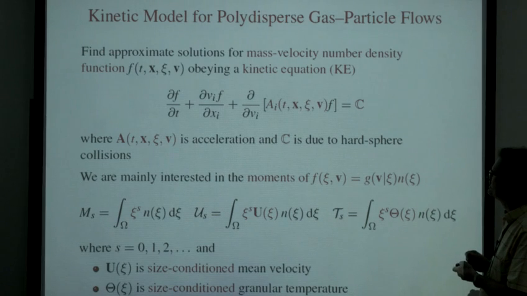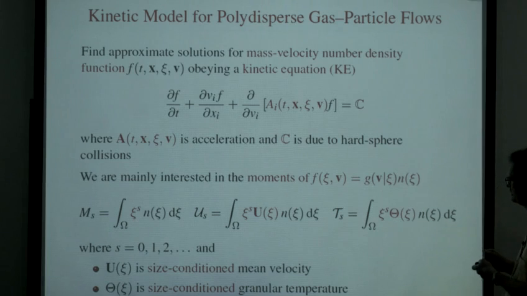For the simplest example, I'm going to split the velocity into conditional velocity. So this is the distribution of the velocity given a certain size or certain mass. And then the distribution of particle sizes or masses. Think of these as probability distribution functions. It's conditional on size, and this is just the distribution of sizes.